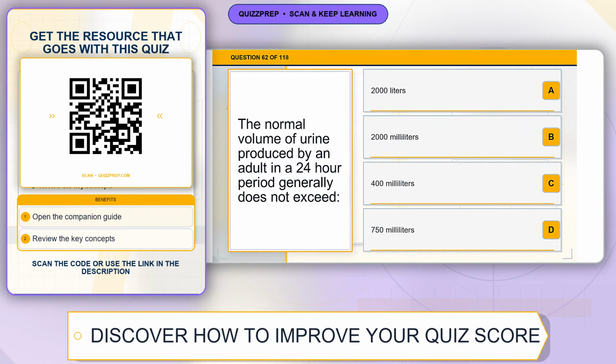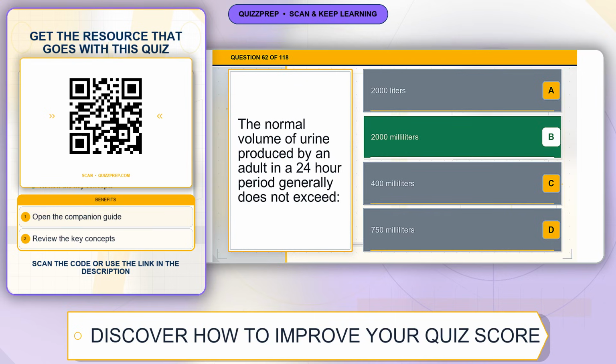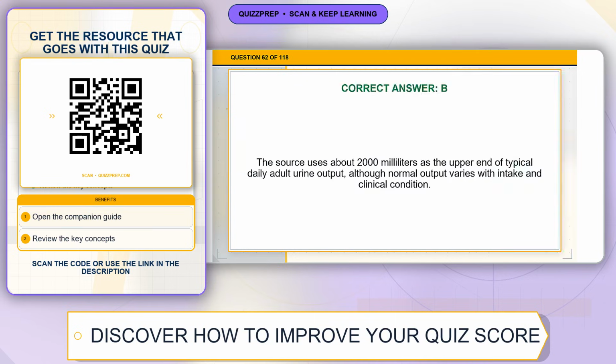Question 62. The normal volume of urine produced by an adult in a 24-hour period generally does not exceed: Option A, 2,000 liters. Option B, 2,000 milliliters. Option C, 400 milliliters. Option D, 750 milliliters. The correct answer is option B, 2,000 milliliters. Explanation. The source uses about 2,000 milliliters as the upper end of typical daily adult urine output, although normal output varies with intake and clinical condition.